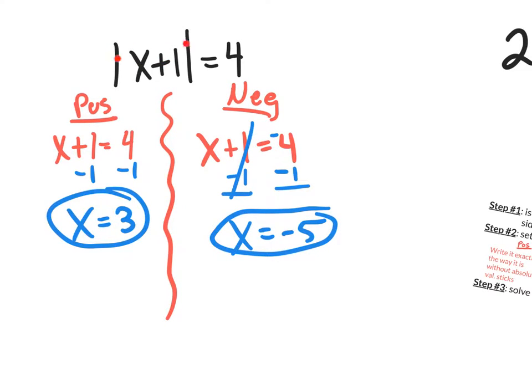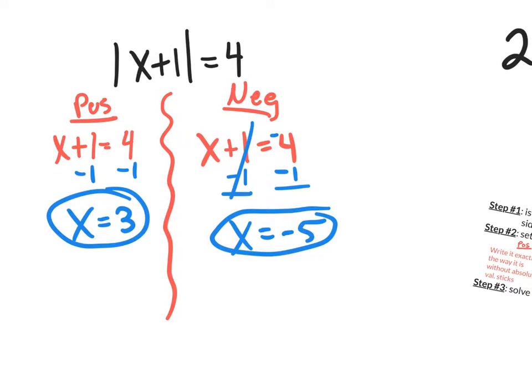Negative 4, and the absolute value of negative 4 is positive 4. So as you can see, both of these answers work. There's actually two answers, and you need both of them to get full credit. You need both the positive situation answer and the negative situation answer to get full credit on these absolute value equations.